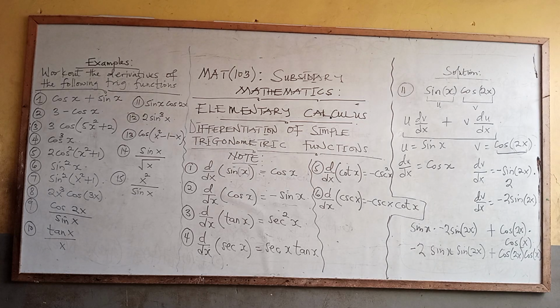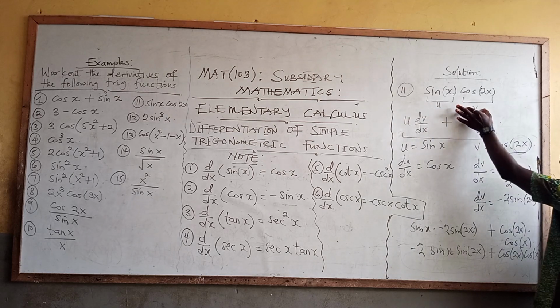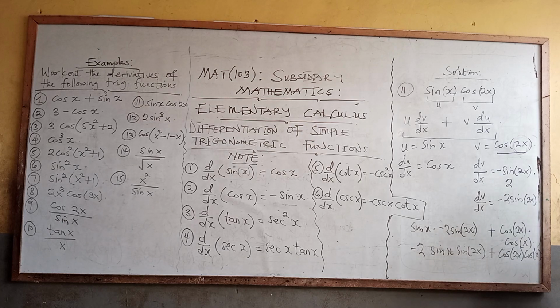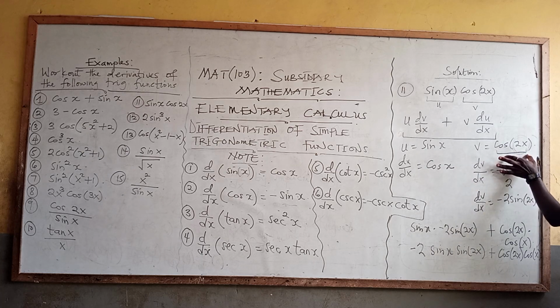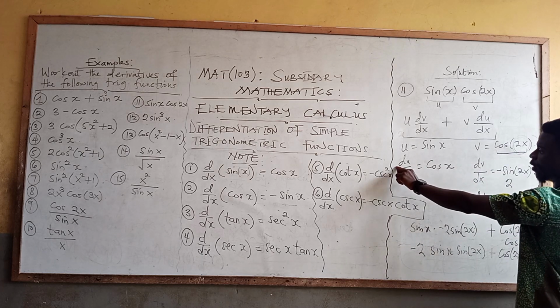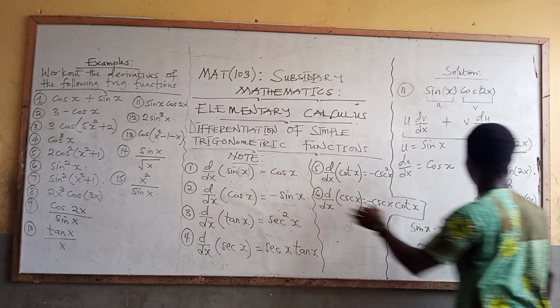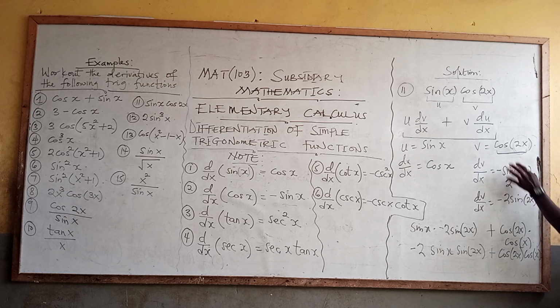So we have this, which is very, very simple and very, very trivial as well. Always, I said your sine x is u, your cos 2x is v. They are multiplied, so you use the product rule. So my u is sine x, my v is cos 2x. You differentiate u with respect to x, you get cos x. You differentiate v with respect to x, you get negative sine 2x.